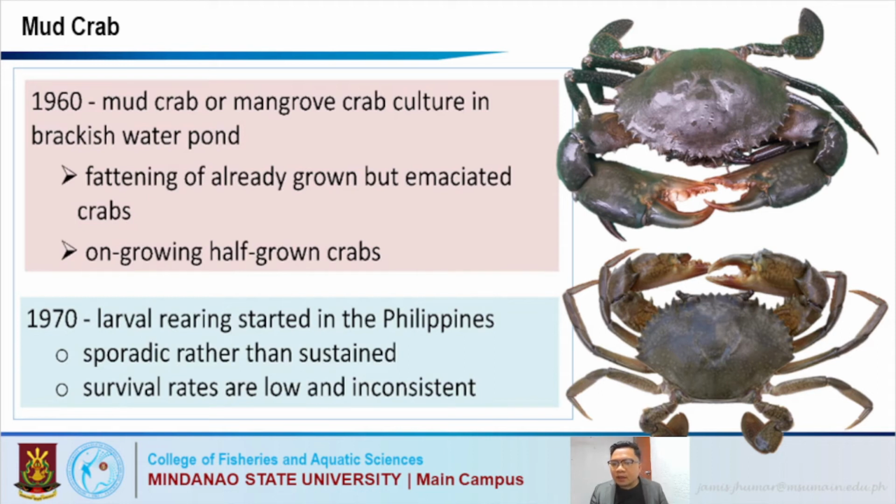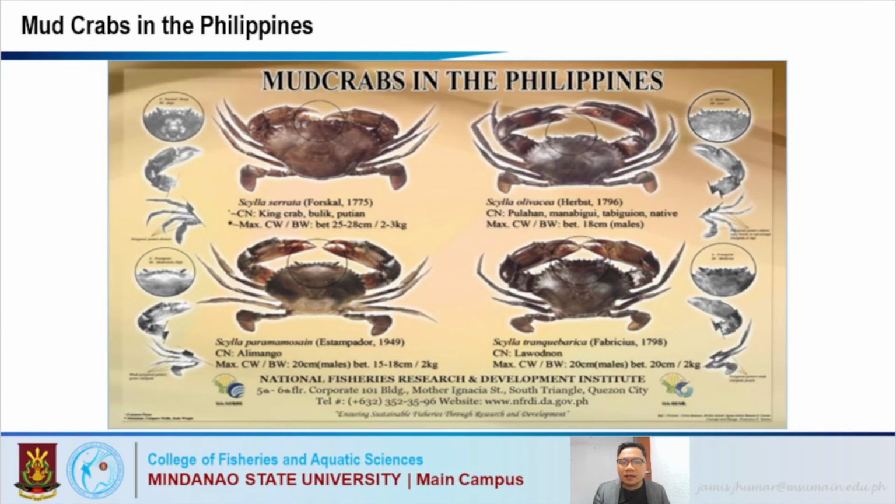But the larval rearing was sporadic rather than sustained. The problem is that survival rates are low and inconsistent, and also that we could not get a sufficient source of larvae. Given also the fact that crabs only have 2% survival rate, it is very difficult to sustain this kind of species. Among the crab species in the Philippines are Scylla serrata, Scylla olivacea, Scylla paramamosain, and Scylla tranquebarica. These are the four species now being cultivated in the Philippines, especially in the SEAFDEC AQD of Iloilo.